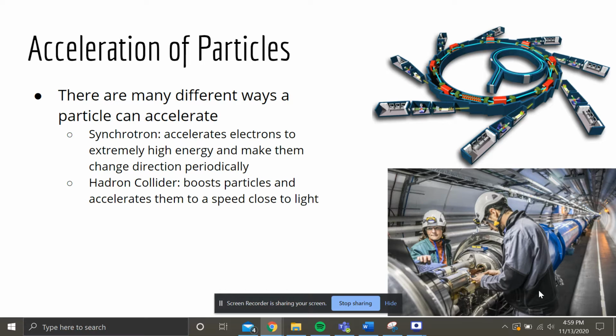The synchrotron in the top right picture accelerates electrons to extremely high energy and can also have them change directions periodically. And the Hadron Collider in the bottom right picture boosts particles and accelerates them to a speed close to that of the speed of light.